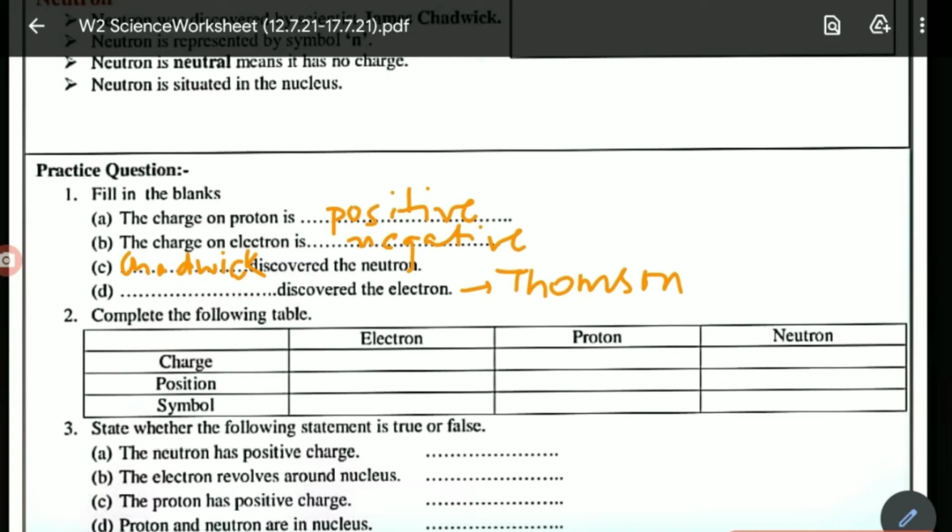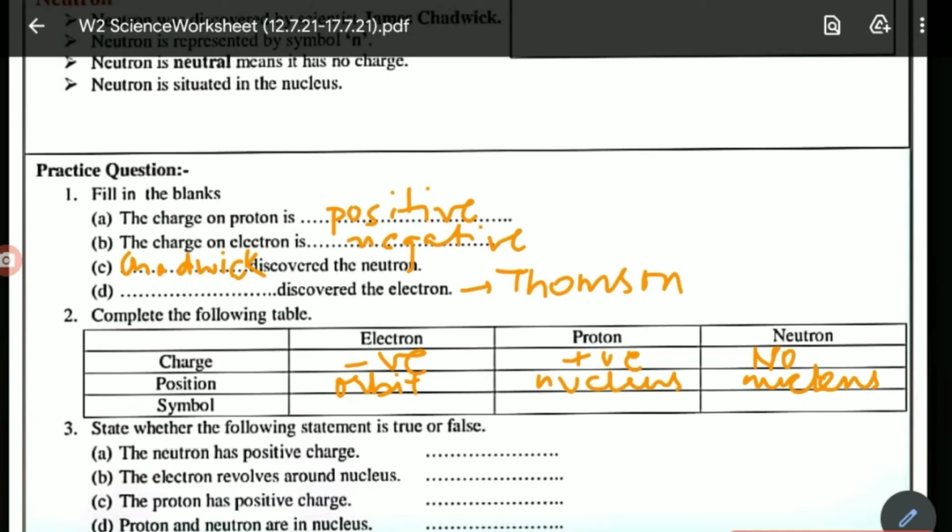The charge on electron is negative. Charge on proton is positive. Neutron, no charge. Position, electron, it revolves around the nucleus. So the position is orbit. It revolves in the orbit. Proton, the position is nucleus. Neutron, the position is nucleus.